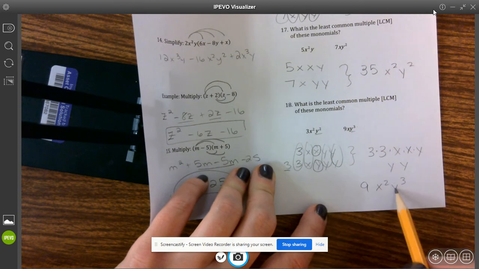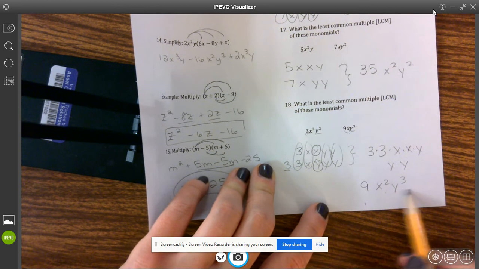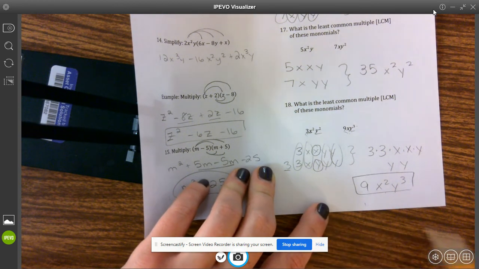Biggest one is y cubed. Biggest one is x squared. 9. So you don't have to do this process to get the answer, but that's beneficial if you don't know what you're doing.